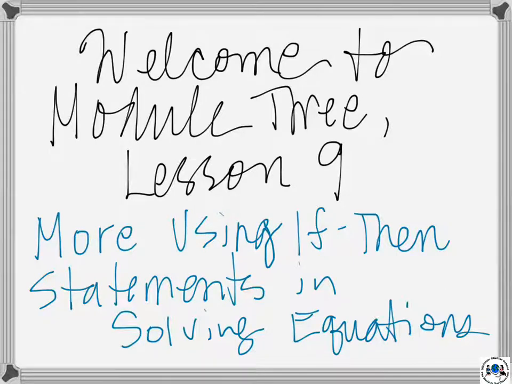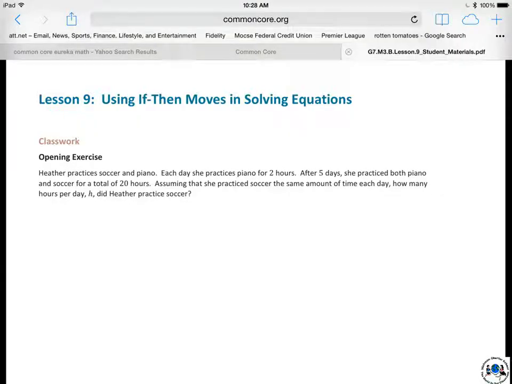Well, hello and welcome to Module 3, Lesson 9, More Using If-Then Statements in Solving Equations. Yes, and if this lesson follows the pattern of the others, it's always this continuation lesson that is usually rather short. Okay, so we're going to run this lesson pretty quickly. So here we go. Using if-then moves in solving equations.